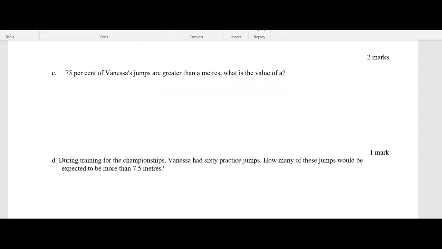All right, so for question C, 75% of Vanessa's jumps are greater than A meters. What is the value of A? So we're now doing the probability that X is greater than A is equal to 75%. As a decimal, that's 0.75. So we're using the inverse normal, so we do need to have the standard deviation and the mean. That was given to you at the start of the question.